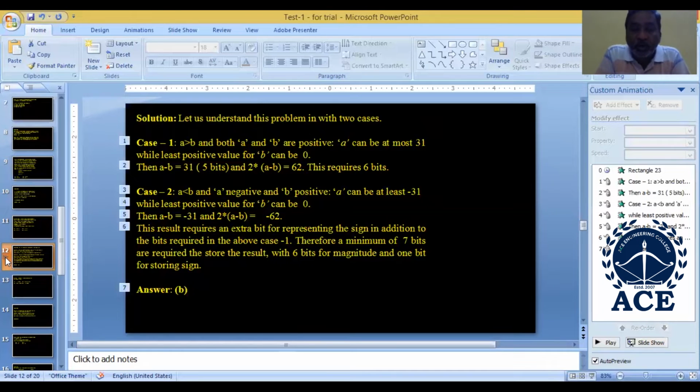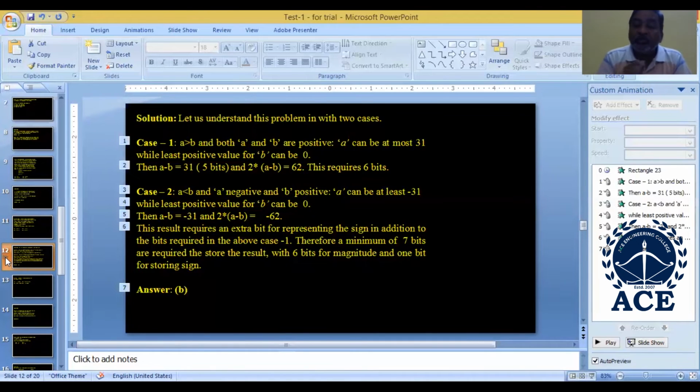Is the answer over? No. We have to see the other extreme also. Now we'll take case 2: a less than b, with a negative and b positive. a can be at least minus 31, while the least positive value for b can be 0. Then a minus b is equal to minus a minus b, that is minus 31 minus 0, that is minus 31. And 2 times minus 31 is minus 62.